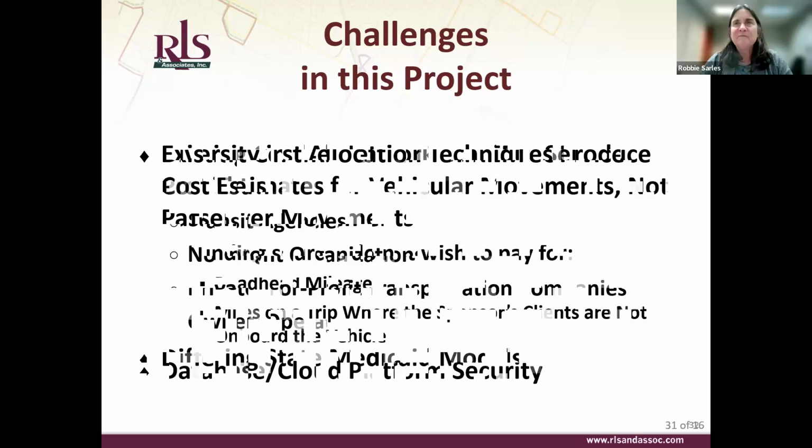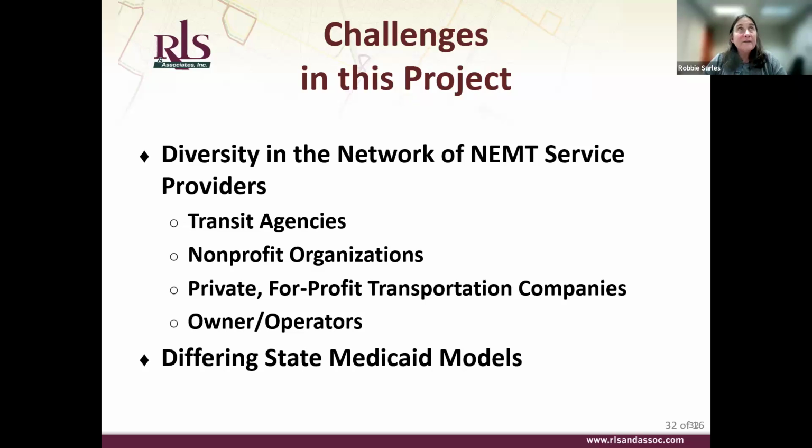So this model, I don't think I've made this clear, so let me make this clear. The model that we're talking about for CCAM will be deployed and available nationally. It will probably be hosted on an FTA or CCAM site, so that all individuals, private, public, everybody, transit agencies, nonprofit organizations, will have access to the model. All the information will be maintained in the cloud. So that's why that security is extremely important. And the model essentially can handle and address all of these different types of service providers and the different state Medicaid models. Okay.